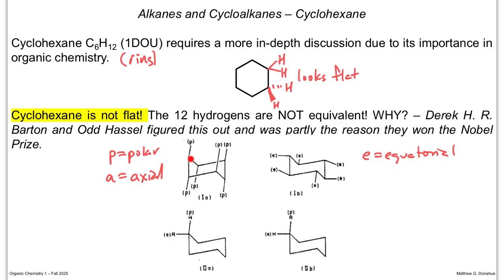So axial hydrogens, for lack of a better way of saying this, are kind of up or down. And equatorial are along the equator of the carbon backbone.